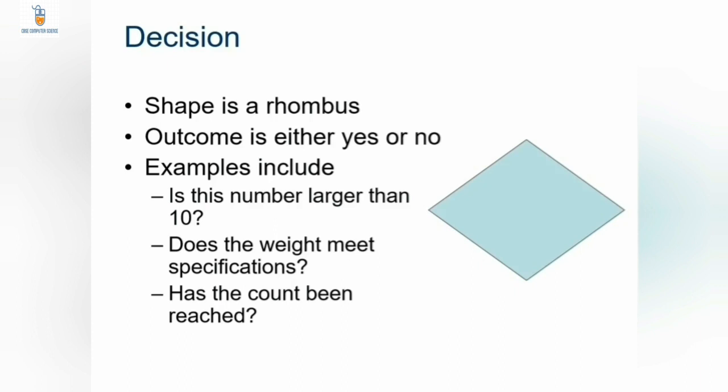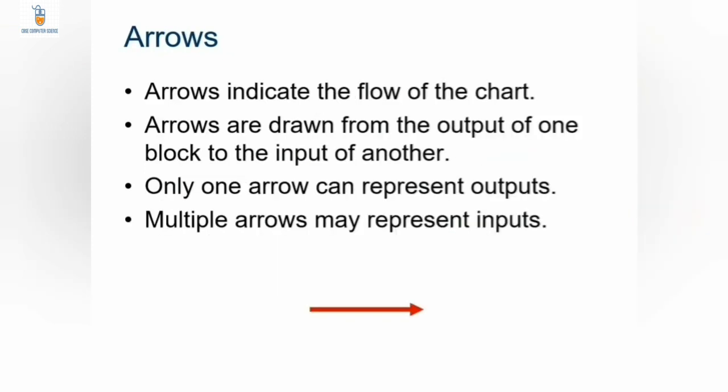So the rhombus is used in case we have to apply any condition and we have to make a decision out of any two given options and make a choice for the output related to the problem.